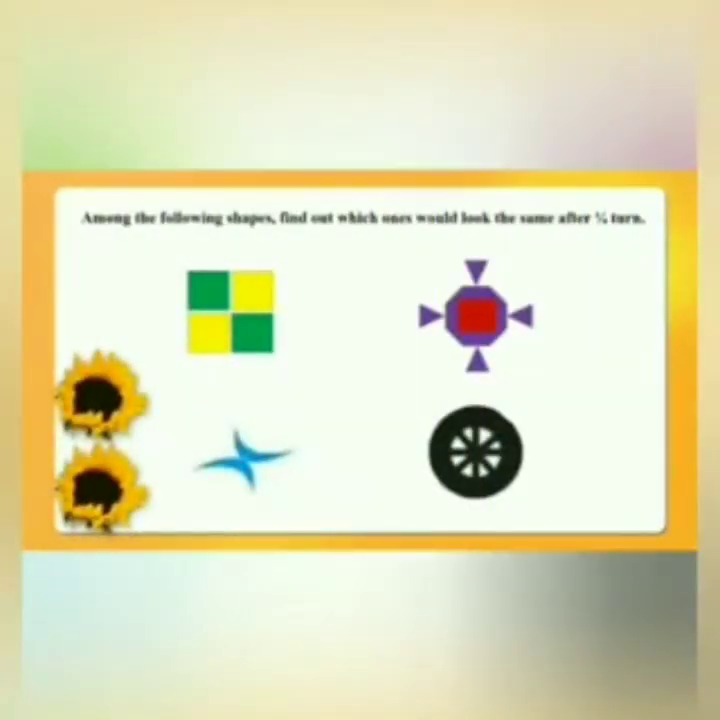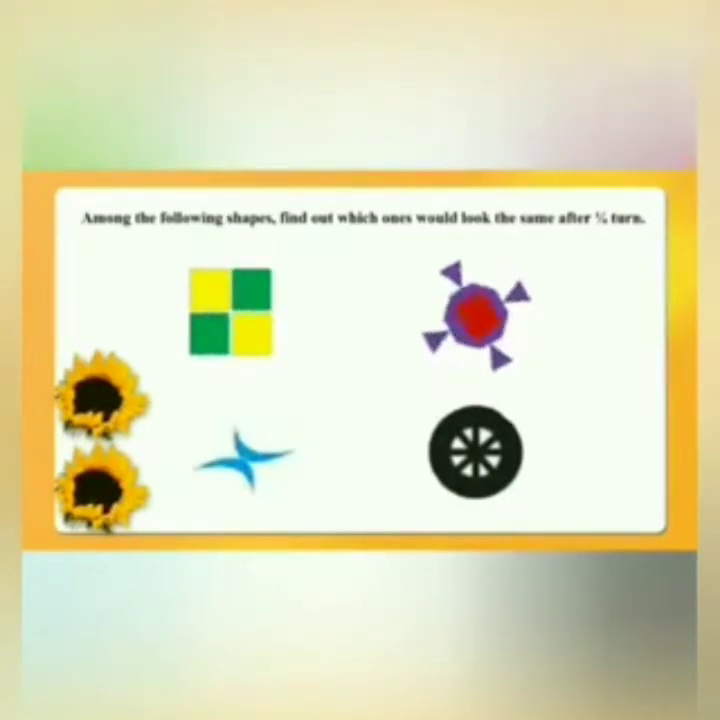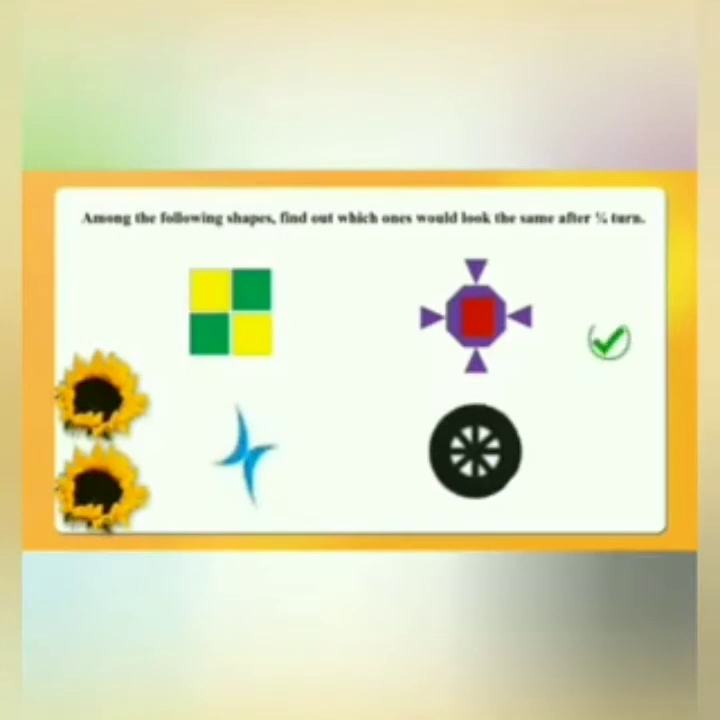Now look at these figures. Among the following shapes, find out which one would look the same after 1/4 turn. We make this figure 1/4 turn. Then the next one 1/4 turn completed. The next figure also completed. The wheel also completed the 1/4 turn. What happened? Does it look the same or not? The first one, no, we did not get the same. Second one okay, we got the same. Third one not, and the wheel, the fourth one, we got the same after 1/4 turn.